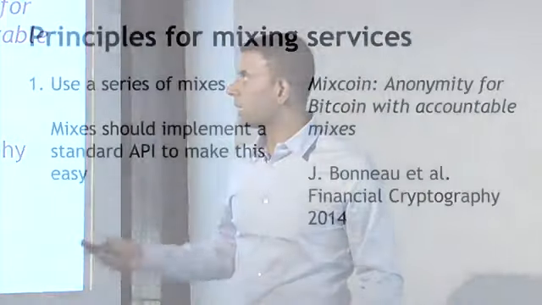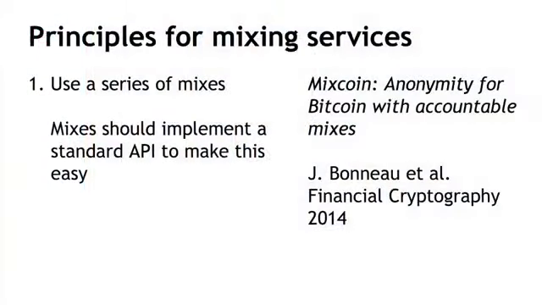But what were our principles for running these mixes properly? Well, the very first one is that you might want to use a series of mixes instead of just a single mix. And this is a very well-known principle. Using a series of routers is the same principle in the anonymous communication system Tor, and it's a good idea because it allows you to not have to trust a single mix, but instead be sure that as long as any one of these mixes is promising to delete its records, then you have a good guarantee of anonymity. And in particular, mixes should implement a standard API so that this can be very easy for clients to accomplish. And right now, this is not quite the case. And this is our paper for your reference.